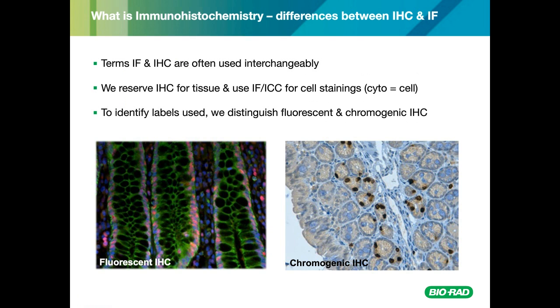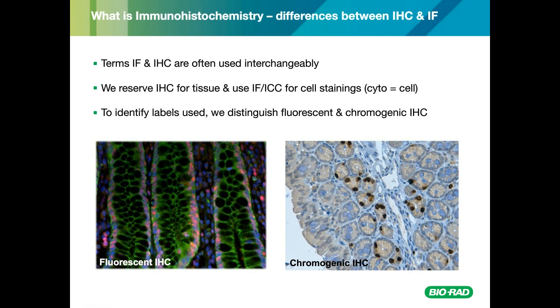As the terms immunohistochemistry, immunofluorescence, and immunocytochemistry are often used interchangeably, I thought I'd quickly define the terms according to the guidelines we are using on our website. We only refer to an application as IHC when tissue is being stained. When staining cells, such as HeLa or Jurkat cells, we refer to the application as immunocytochemistry or ICC. This term originates from the Greek word cyto, meaning cell. As immunocytochemistry is performed with fluorescent labels, you will often see the expression IF-ICC. IF in this case stands for immunofluorescence. To distinguish the detection labels used in IHC experiments, we differentiate between fluorescent IHC, shown here on the left-hand image, and chromogenic IHC, shown here on the right-hand image.